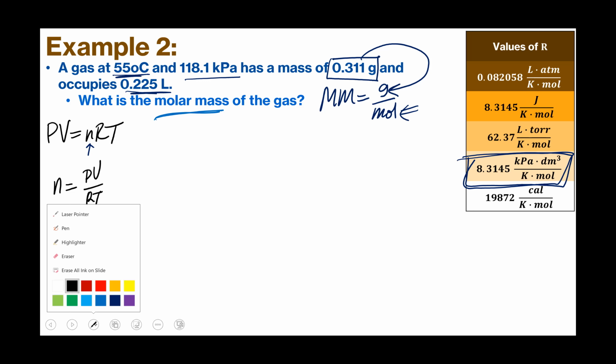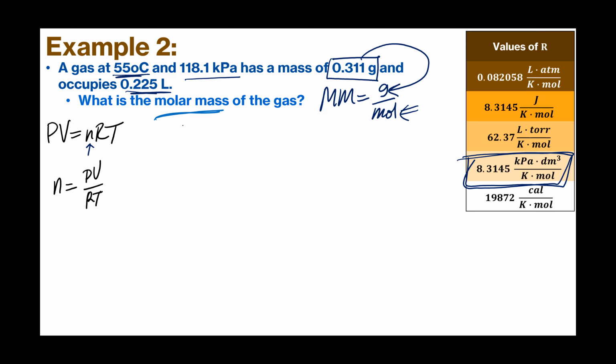Other things you want to do, you're probably going to stop and yell at me and say, hey, you got to convert that temperature. 55 Celsius is not going to work for us. 55 Celsius plus 273.15 is 328.15, and that's Kelvin. All right. Now that we have that, we have a pressure. This is a problem I made up for this, so let's rock and roll with it.